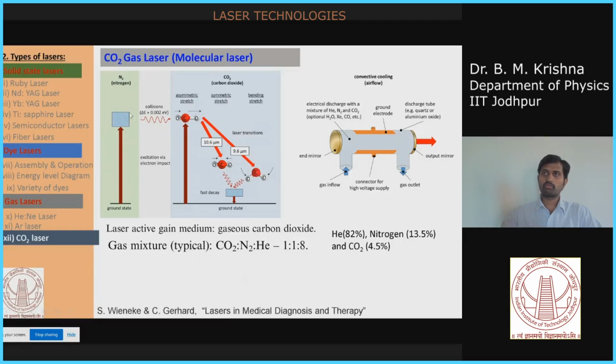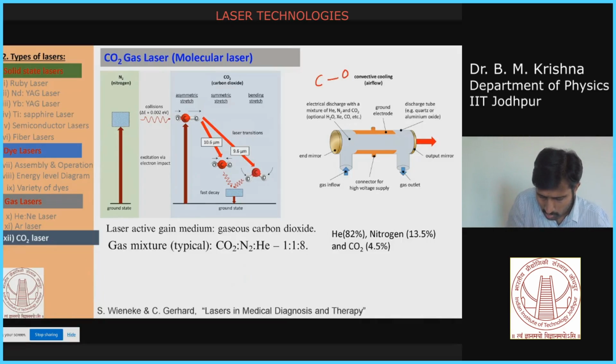For example, if you see your CO2, there is the mode called the asymmetric mode. You see your carbon atom and on either side you have an oxygen. These are stretching modes. So in the stretching mode, your oxygen is stretching in this direction, and also your other oxygen is stretching in this direction. What happens? This oxygen comes closer to the carbon, and this oxygen goes far from the carbon. So that is one of the stretching or vibrational modes of carbon dioxide.